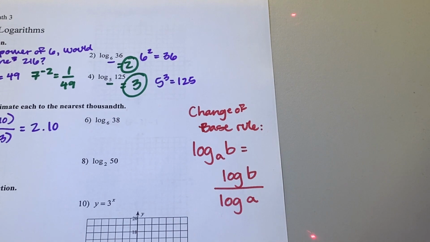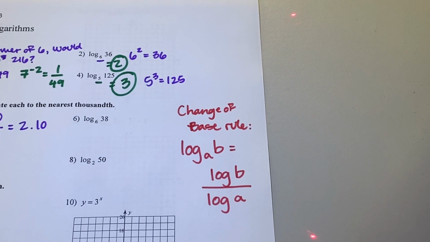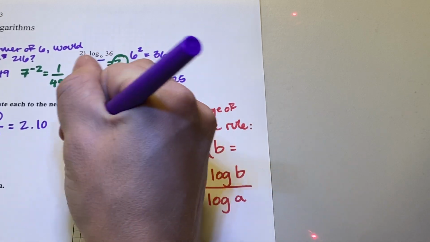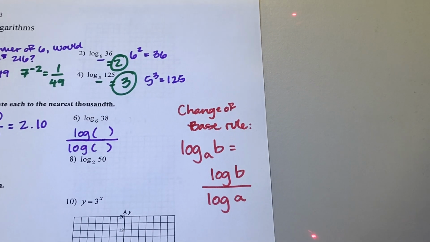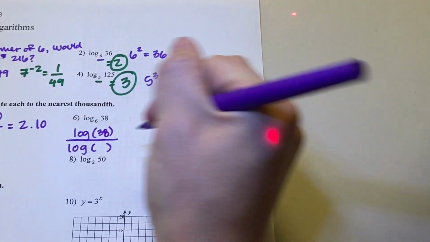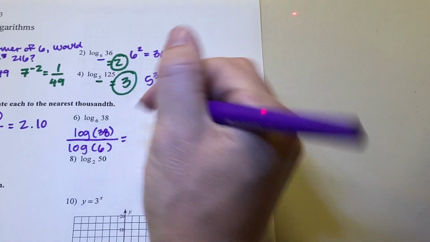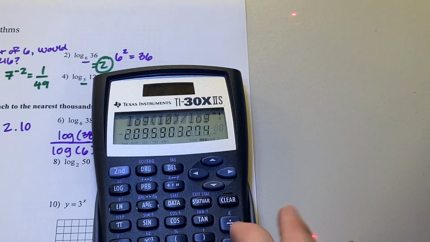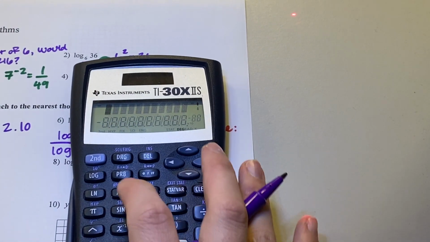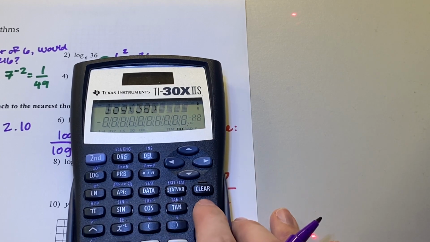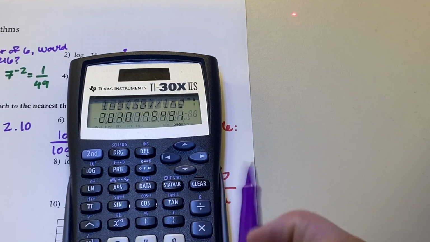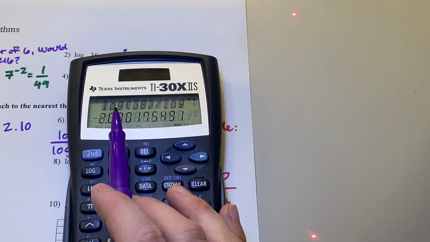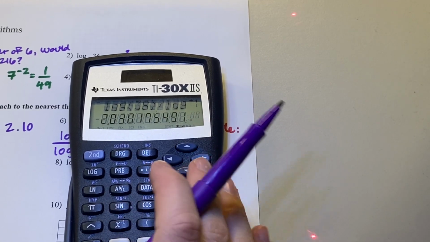So we have log base 6 of 38. Okay, so what are we going to punch into our calculator? Which one goes on top, 38 or the 6? Which one goes on top when we're dividing? 38, good job. That means my base 6 goes on bottom. Okay, so let's go ahead and punch this into our calculator. Log of 38, close parentheses, divided by log of 6. And what is this going to round to? Is my 0 going to bump the 3 up or keep it a 3? 2.03. Beautiful.